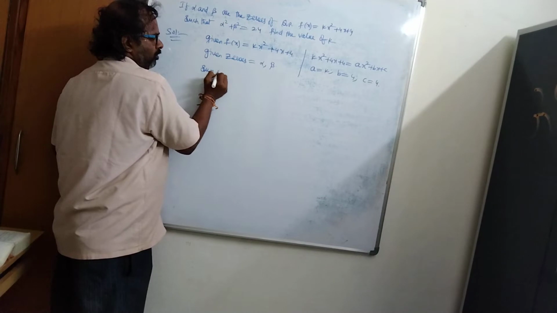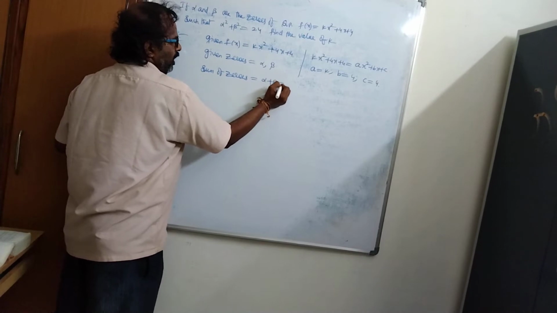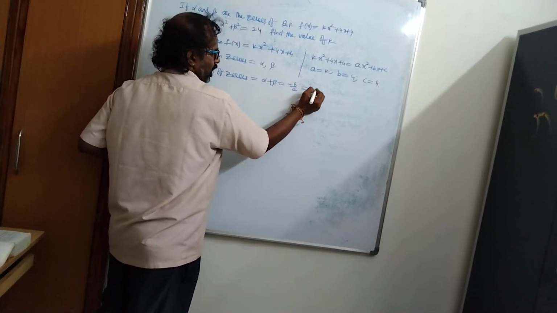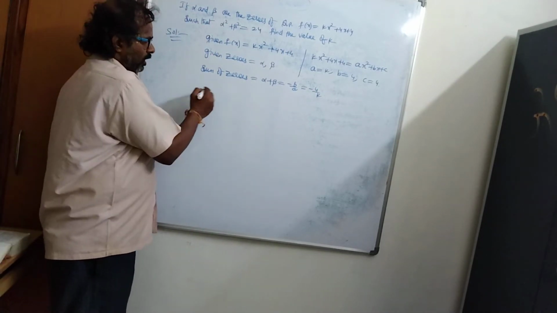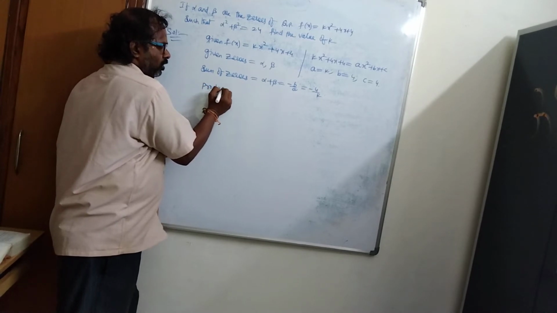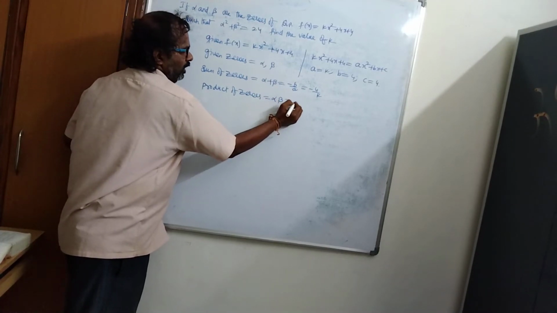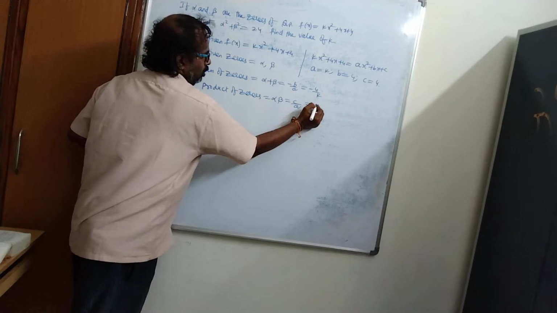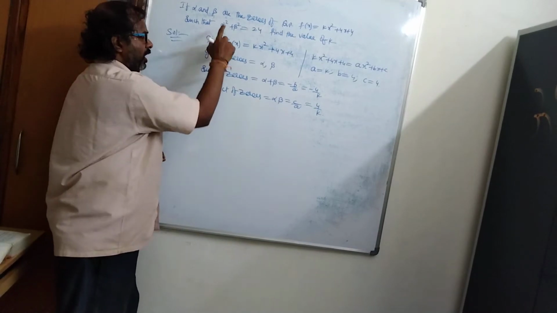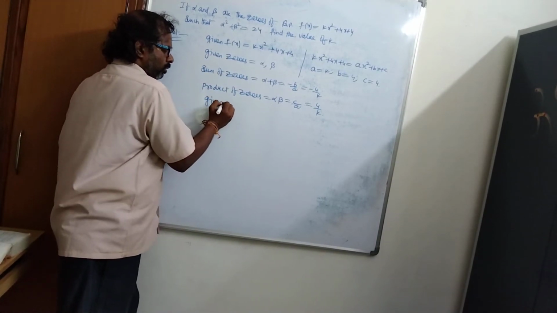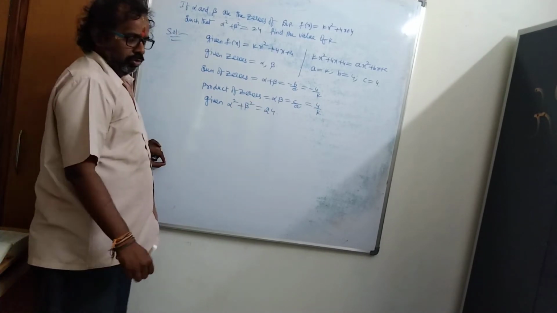Now the sum of zeros, alpha + beta, is equal to -b/a, that is -4/k. The next one, the product of zeros, alpha beta, is c/a. So here c is 4 and a is k. And the next one given is alpha² + beta² = 24.